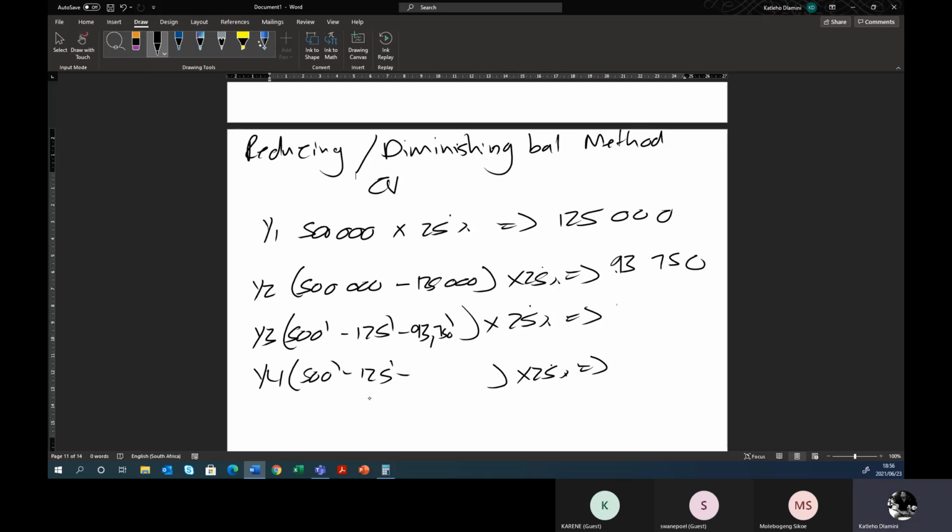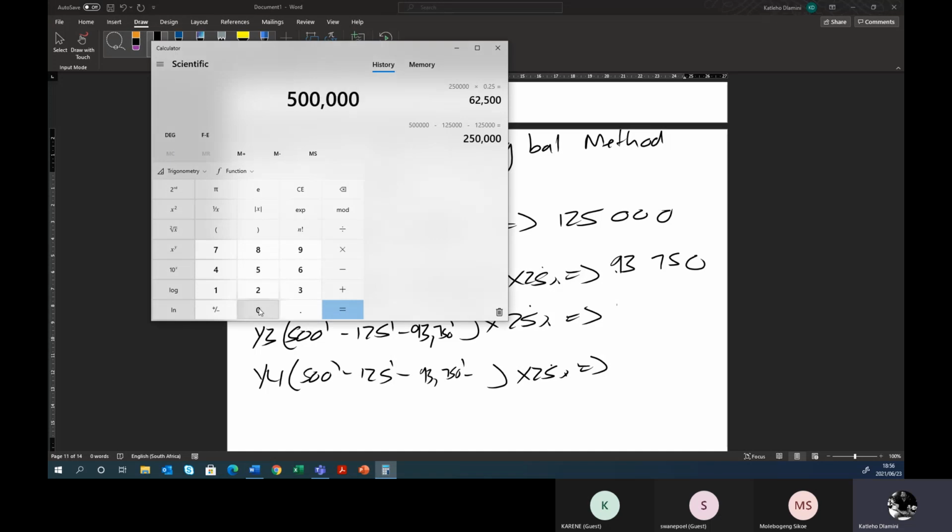And then the third year will be the 93.75 and another one. 500,000 minus 125 for the first year's depreciation minus 93.75 for the second year's depreciation multiplied by 25. I'm going to round it off to the nearest rand value, so that's 7313. 7313 over there.